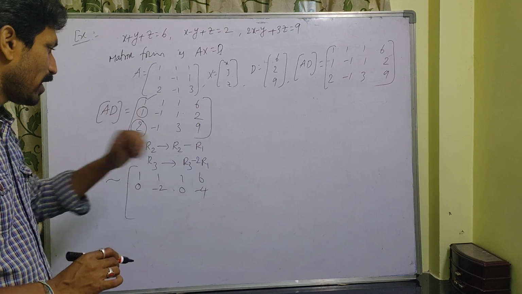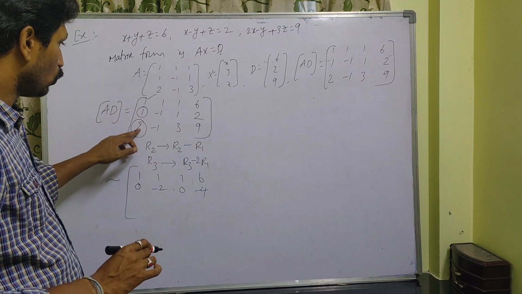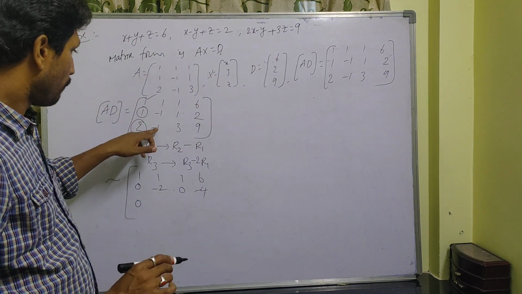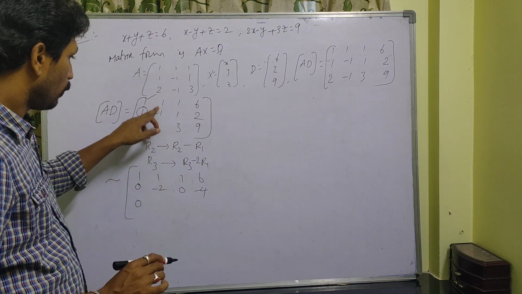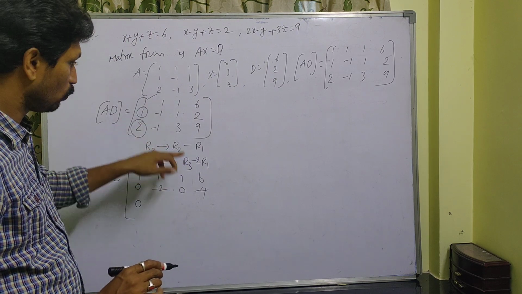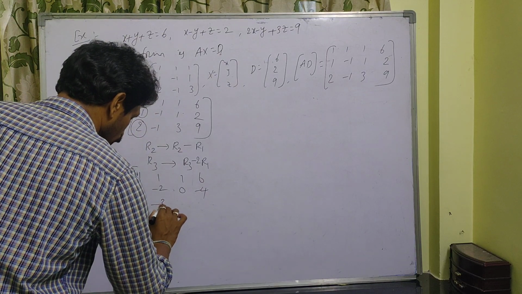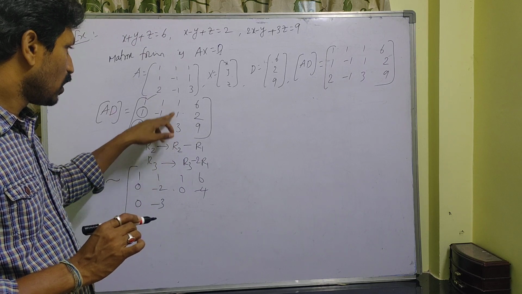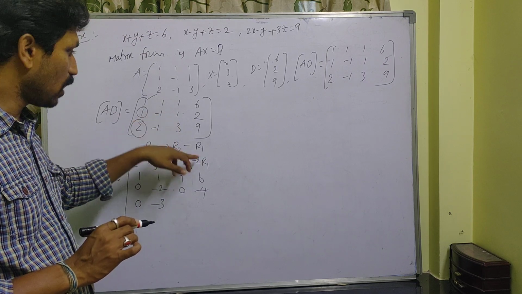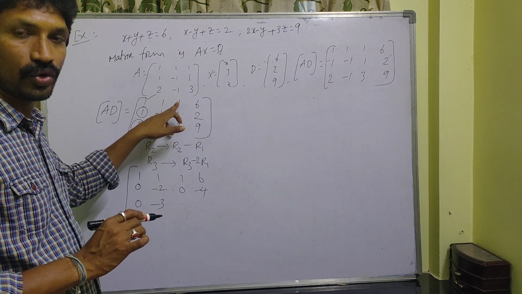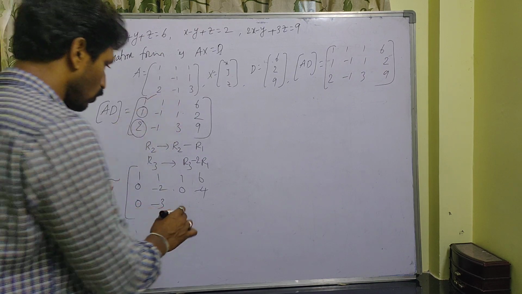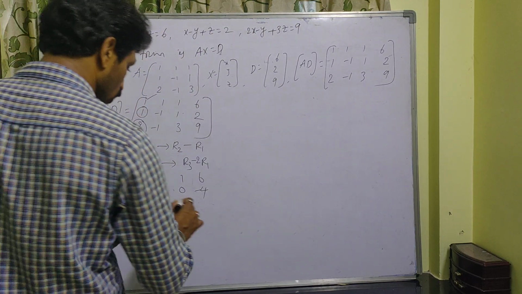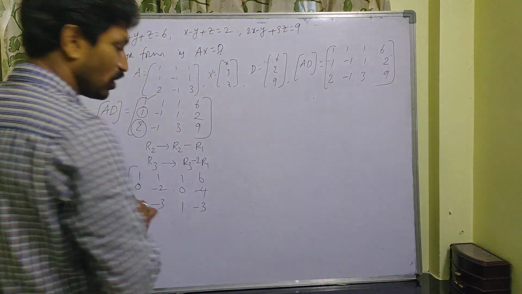Now go to the third row: R3 minus 2R1. R3 means 2, 2R1 means 2 into 1, 2. 2 minus 2 is 0. Next, minus 1 minus 2 into 1, that is minus 3. Next, R3 is 3 and R1 is 1, so 3 minus 2 into 1 is 1 only. Next, 9 minus 2 into 6 is 12, so 9 minus 12 is minus 3.